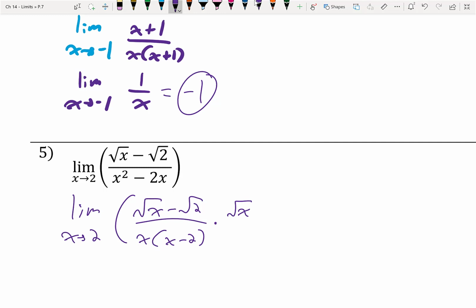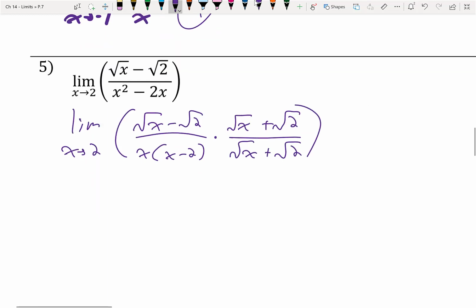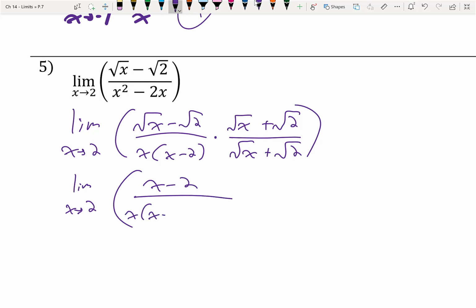Let's just try to multiply by root x plus root 2 over root x plus root 2. In the numerator, you're going to get a difference of squares, just x minus 2. In the denominator, keep it factored. You have an x minus 2, and a root x plus root 2. And now your problematic factor of x minus 2 goes away.